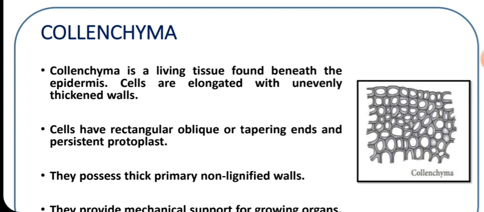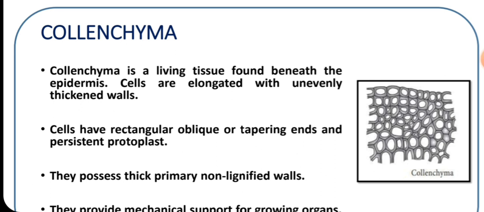Kola is a Greek word. Collenchyma comes from a Greek word. Kola in Greek means glue, gum or resin, and enchyma means an infusion. It's a living tissue. Why do we call it a living tissue? Because it has a nucleus, and it is found beneath the epidermis. You know, the epidermis is the outermost protective layer. Just below that epidermis, immediately you will find this group of cells.